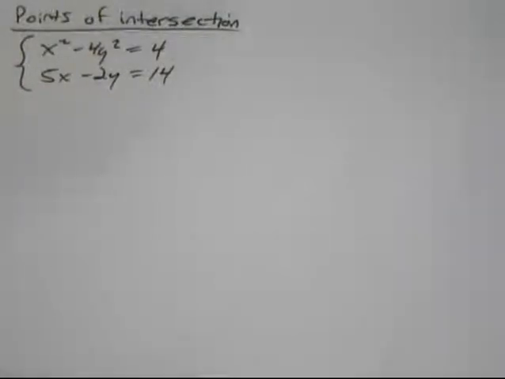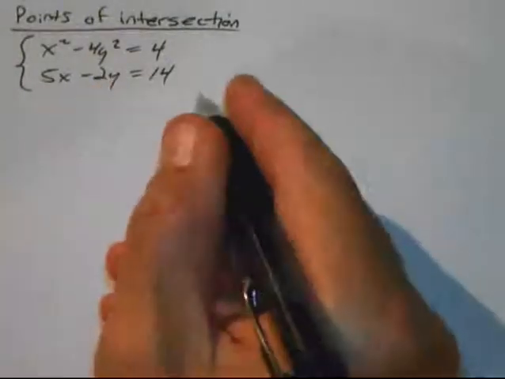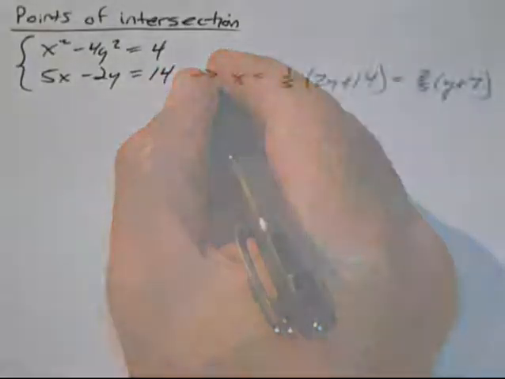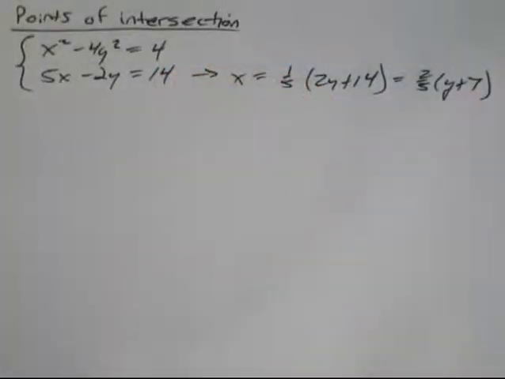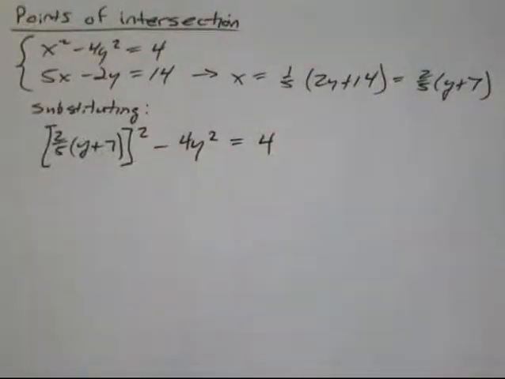Let's take this second equation and solve it for, say, x. And then we can substitute this into the first equation. It looks like we're going to need to expand all of this and eventually end up with a quadratic equation.